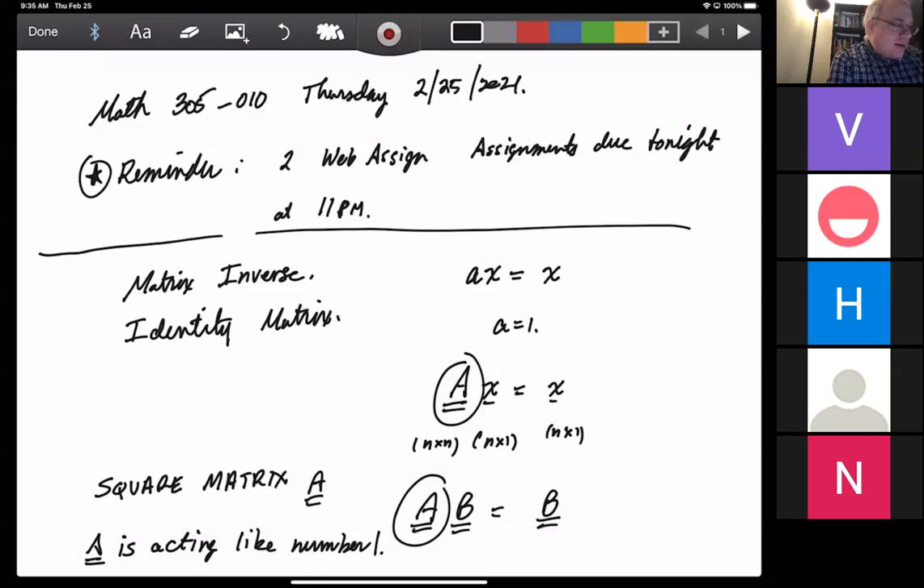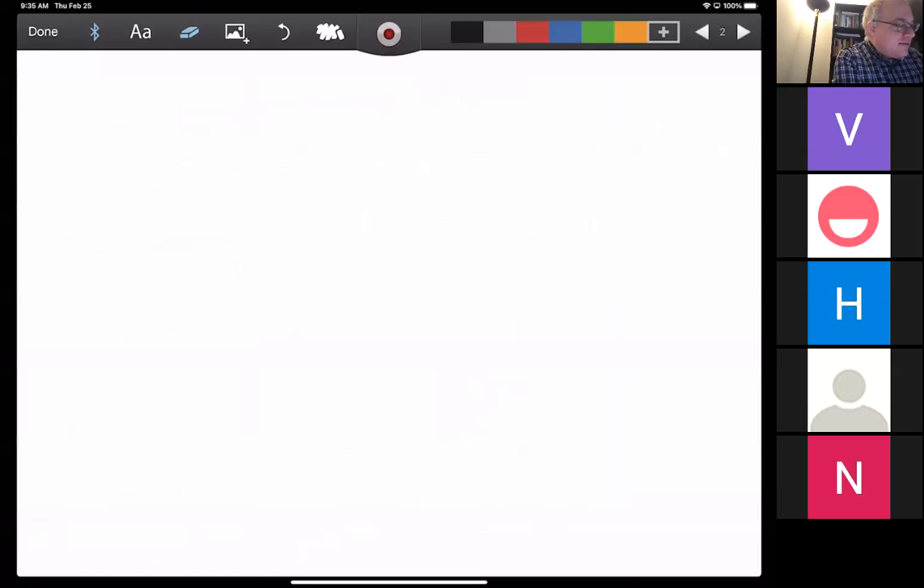Well, the matrix that's going to do this for you has a few special properties, right? You can see from an equation like this that this is going to be possible if and only if the matrix A is a square matrix. It has to be n by n, same number of rows and columns. And in fact, matrices that act this way are called the identity matrices.